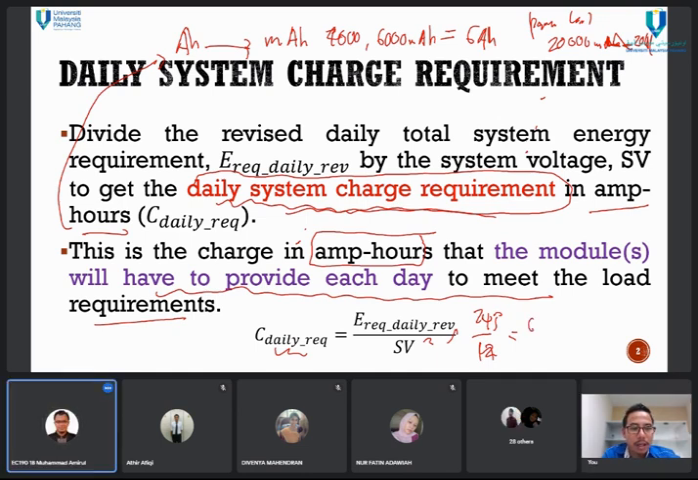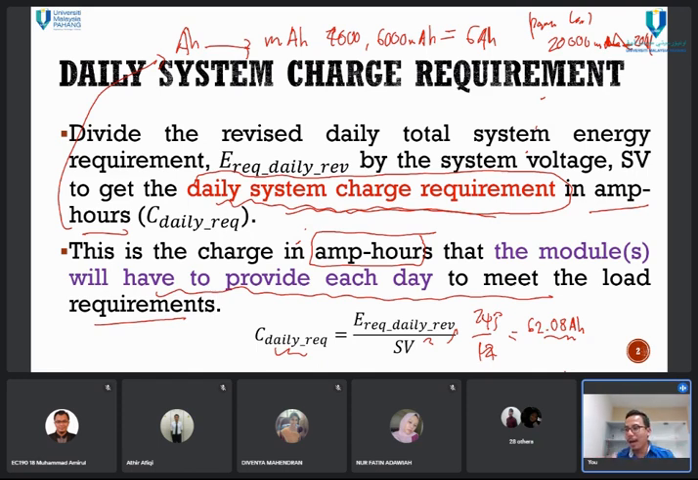62.08, sir. Okay, this is an example, 62 point... for decimal it's fine. Okay, that means for those 4 LED bulbs, 1 TV and 1 desktop or laptop, we need to have 62.08 AH of capacity in ampere hours every day.